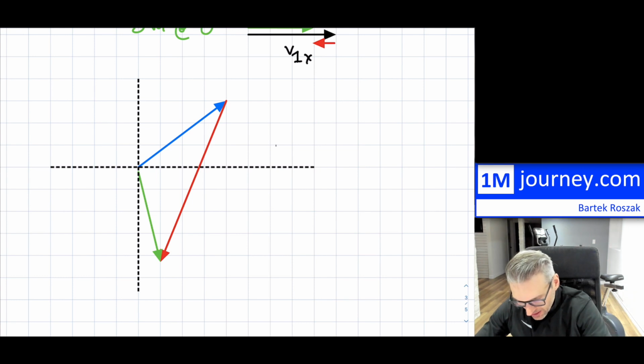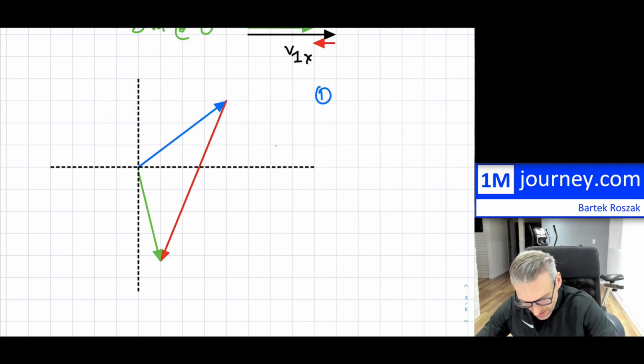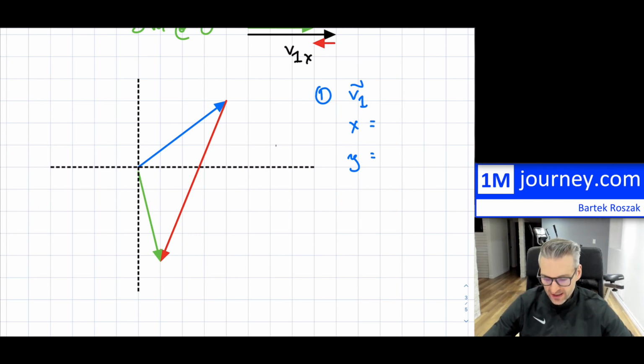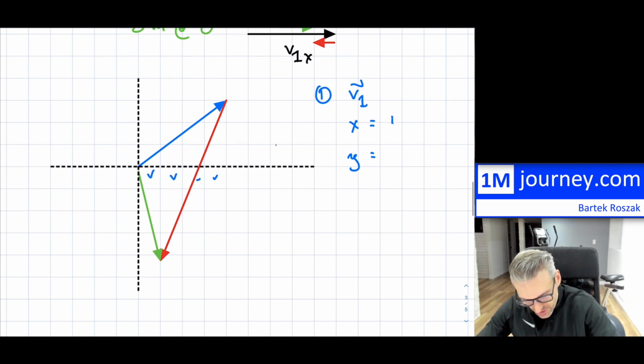So within here, I'm going to do everything in blue. This is going to be number 1, for vector 1 right here. I'm going to have its x component and its y component, and I'm going to find out what those values are. Because it's all graphed, the x component is 1, 2, 3, 4. So that's 4, and it's positive.